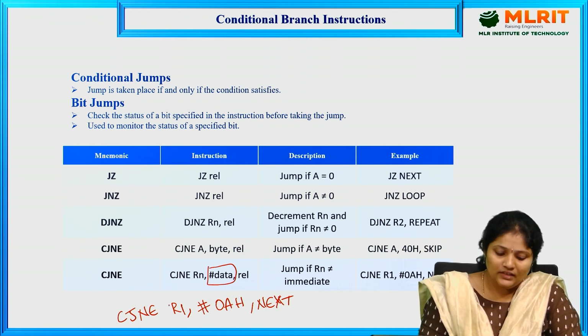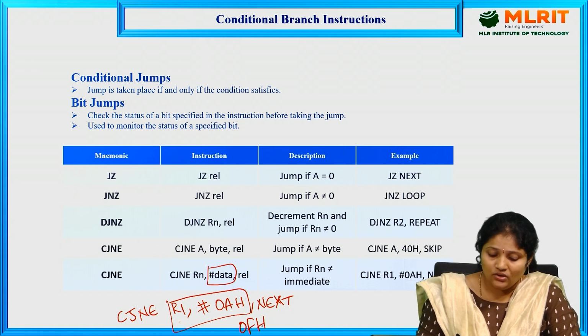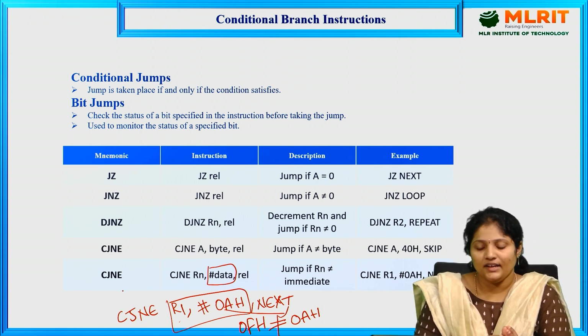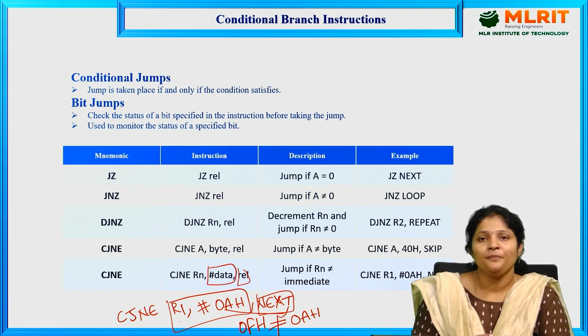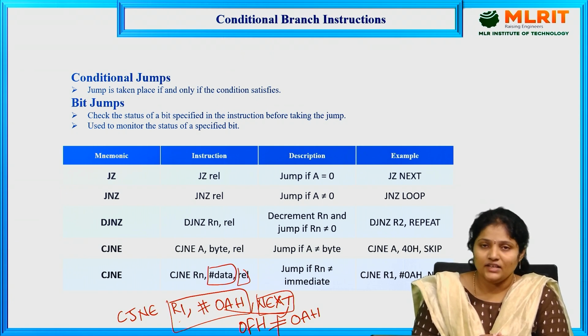The data present in R1, let us say, is 0FH. Now this 0FH will be compared with 0AH. Both are not equal, so the condition is satisfied, because we mentioned compare and jump if not equal. Both the data present in the instruction are not equal, so it will jump to the location specified here. Next is the label, so it will jump to that label. If the condition doesn't satisfy, it will move to the next instruction.